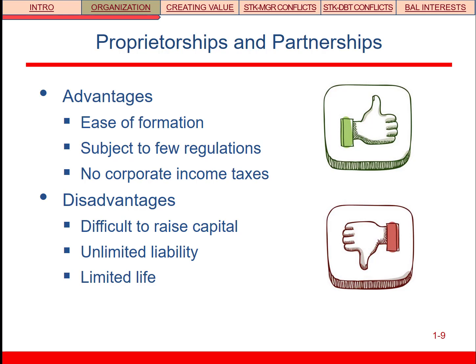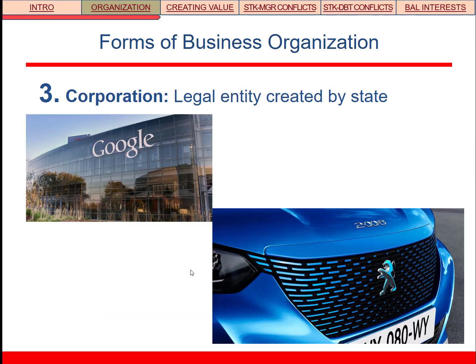And the other one is the life of the business is limited to the individual, meaning that if the owner dies, the company dies. Now let's talk about the third form of business organization, which is called a corporation.